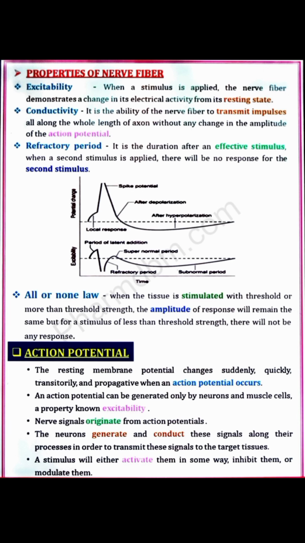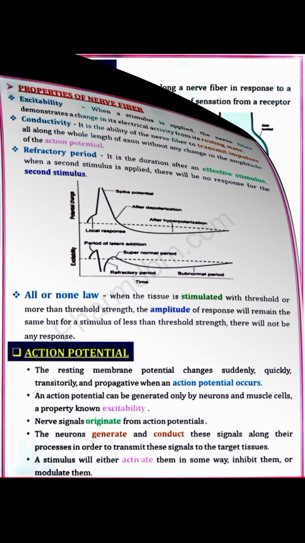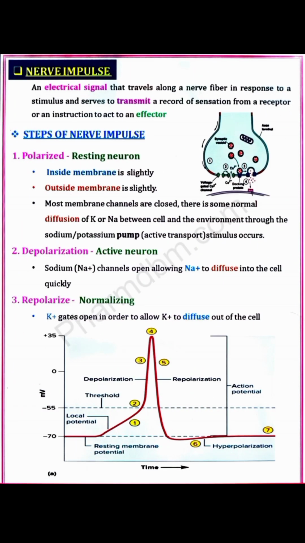The neurons generate and conduct these signals along their processes. In order to transmit these signals to the target tissues, a stimulus will either activate them in some way, inhibit them, or modulate them. Next, nerve impulse: an electrical signal that travels along the nerve fiber in response to a stimulus and serves to transmit a record of sensation from a receptor or an instruction to act to an effector.